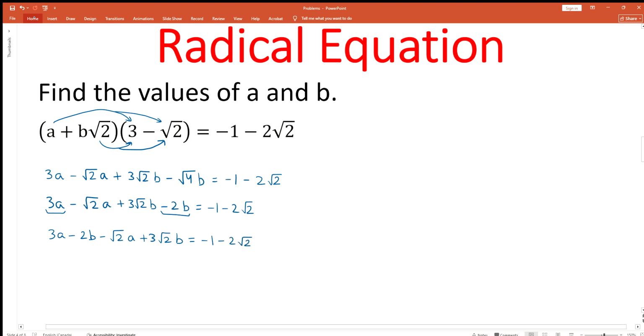Next, we can factor out square root 2 from both terms on the left side of the equation. So I get 3a minus 2b plus square root 2, and I get negative a plus 3b in the parentheses. Since negative a plus 3b is the coefficient of square root 2, we can write this term as negative a plus 3b in parentheses times square root 2.